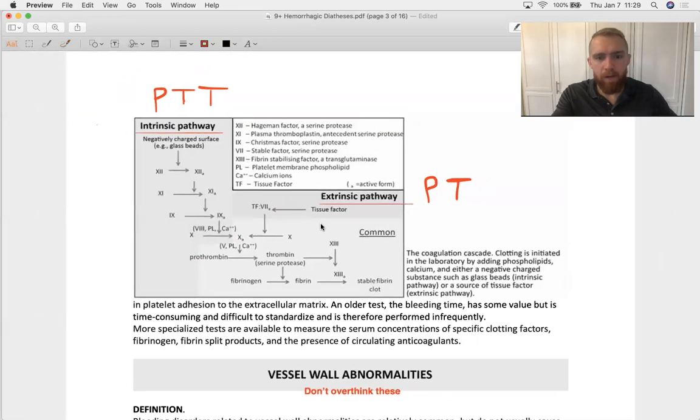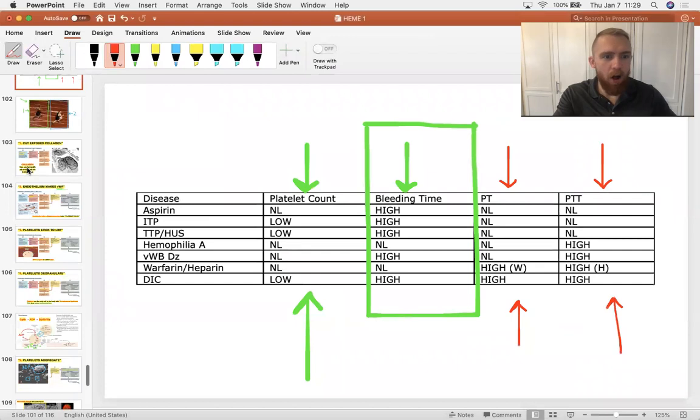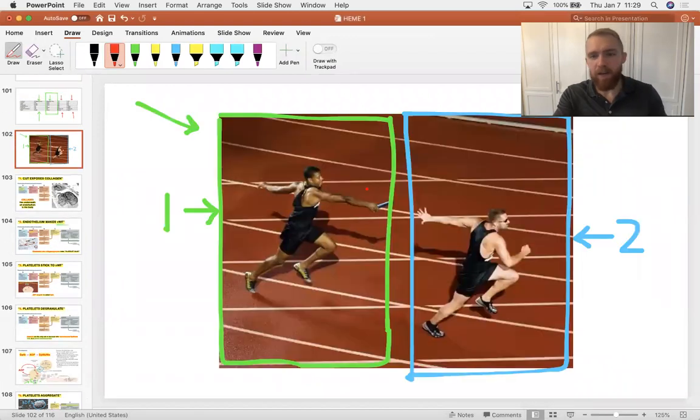And last but not least, I'm going to say this one more time. All of that clotting factor stuff can only happen after primary hemostasis, formation of a platelet plug. So first the platelet plug gets made, then you throw some fibrin on it. That's it.